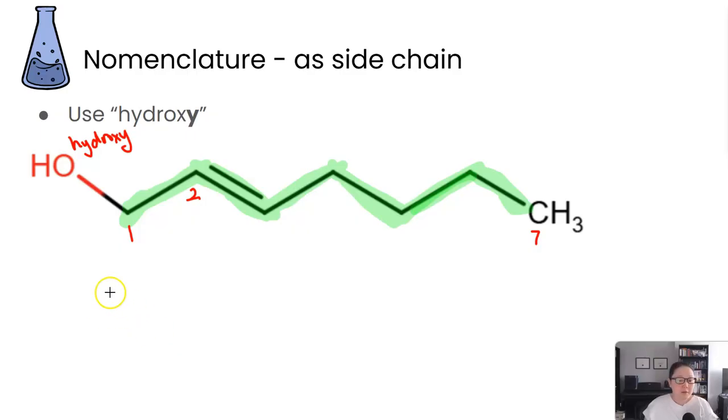So put the name together. We're going to put the side chain names first. So this is going to be 1-hydroxy heptene. And so this is what the name would look like if we were going to name the hydroxyl group as a side chain. Now, because this doesn't really have anything else, you could name it as an alcohol. And so if that were the case, you would name this as heptene-1-ol.